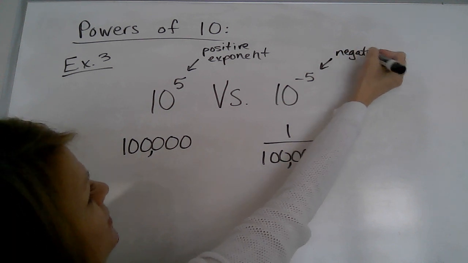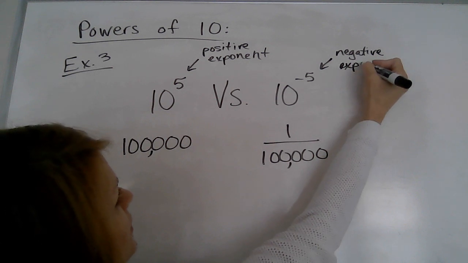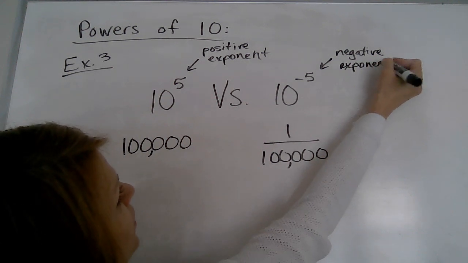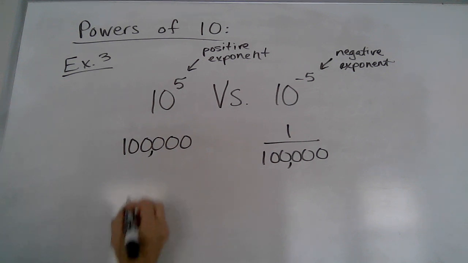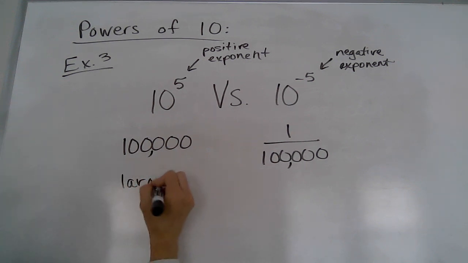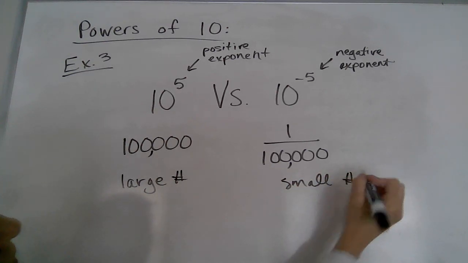So that's your hint with scientific notation. Look at the exponent. If it's positive, you are creating a large number. If it's negative, you are creating a small number. We'll talk more about that in our next lesson.